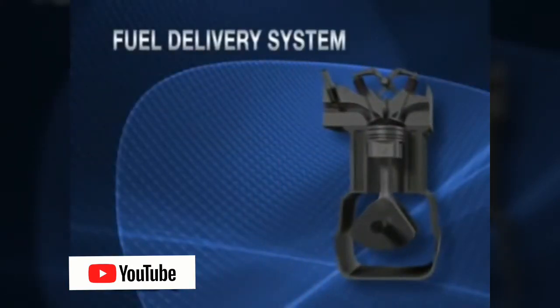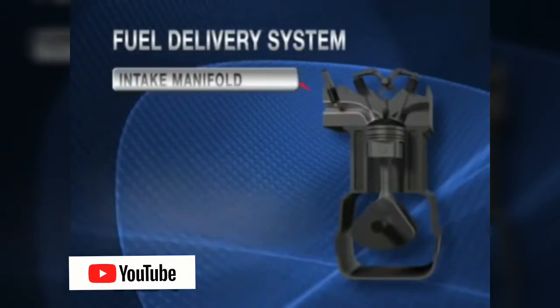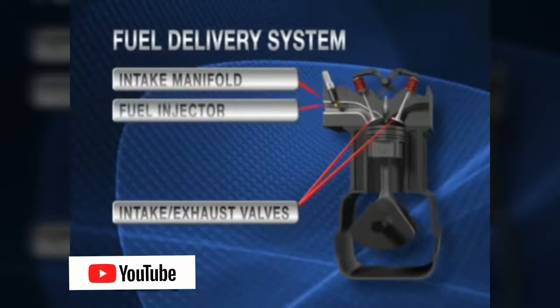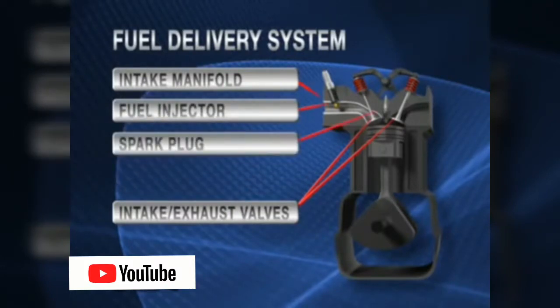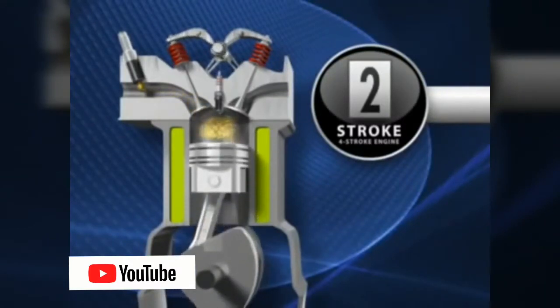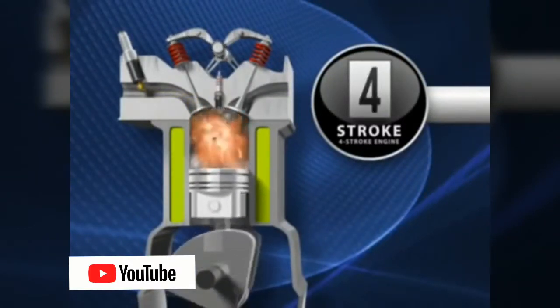The fuel delivery system consists of an air intake manifold, valves, intake and exhaust, a fuel injector, and a spark plug. A 4-stroke engine is called a 4-stroke because 4 up and down motions are needed to complete the cycle.